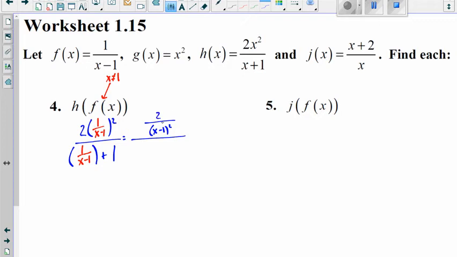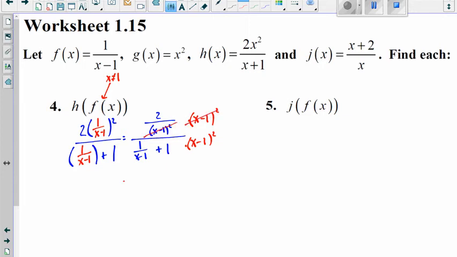Multiply by 2, we get 2. Remember that 2 only multiplies the top. The denominator is just 1 over x minus 1 plus 1. So complex fractions, multiply by something. To get rid of x minus 1 squared, we need an x minus 1 squared on top and bottom. X minus 1 squared will take care of a single x minus 1. So that is our common denominator.